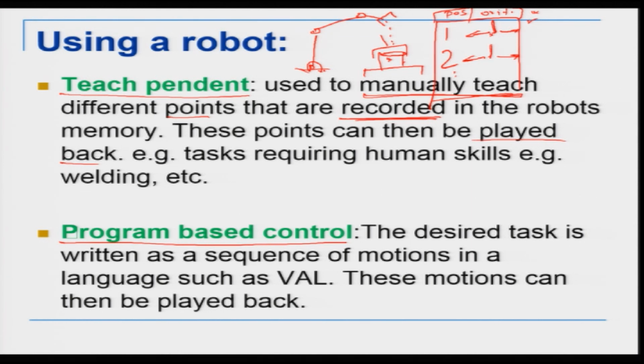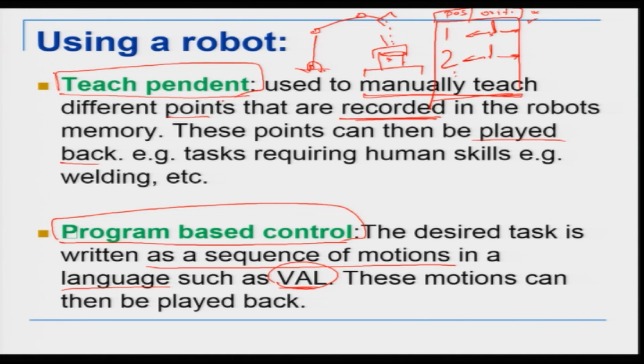So, here we write a program. A program essentially is a sequence of motions in a language, and in robotics we normally use the VAL language, which is called Victor's assembly language, to write a program. In robot based programming we use a program such as VAL to perform the task. In the other case I am using a teach pendant to perform the task. Teach pendant is used essentially to find coordinates in space.